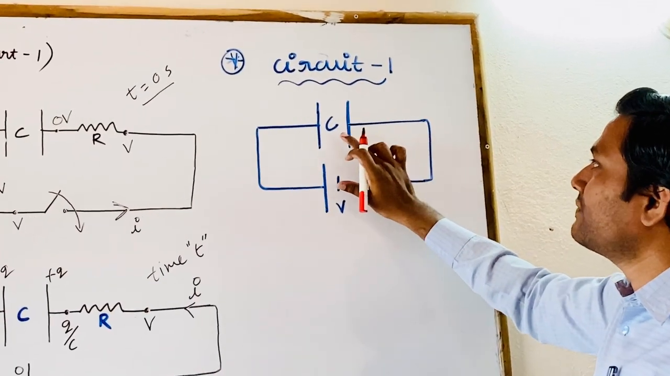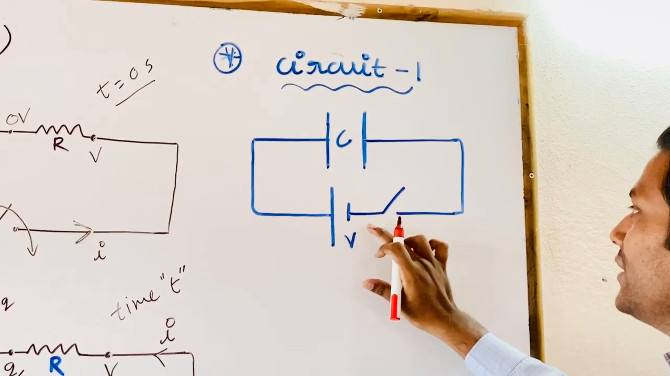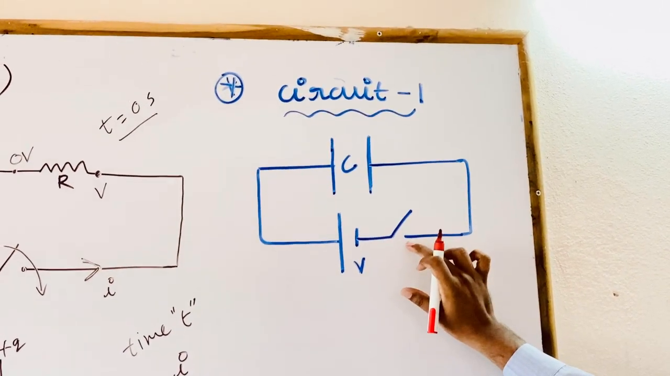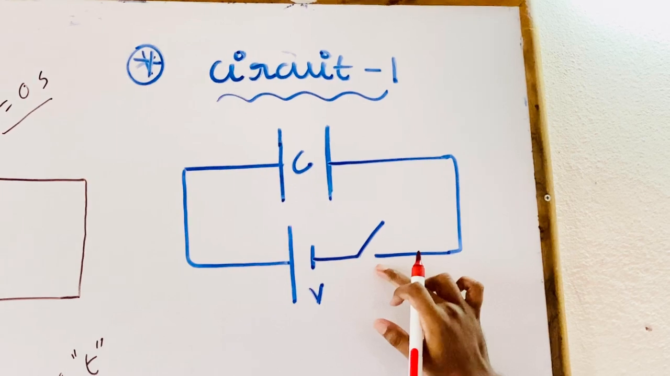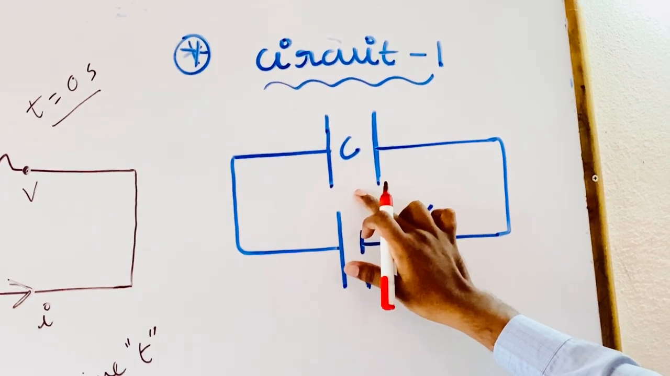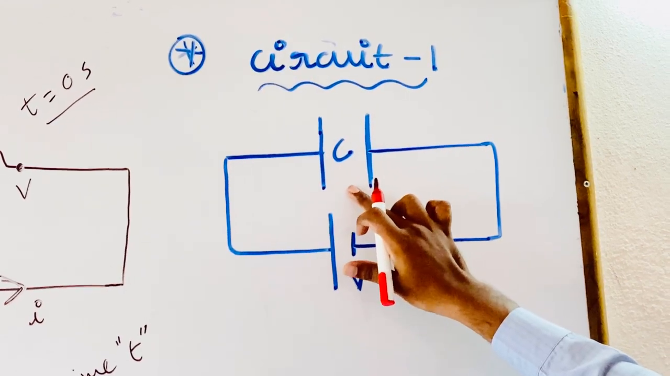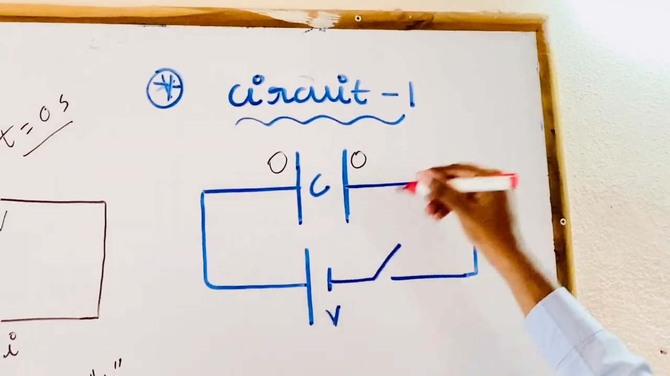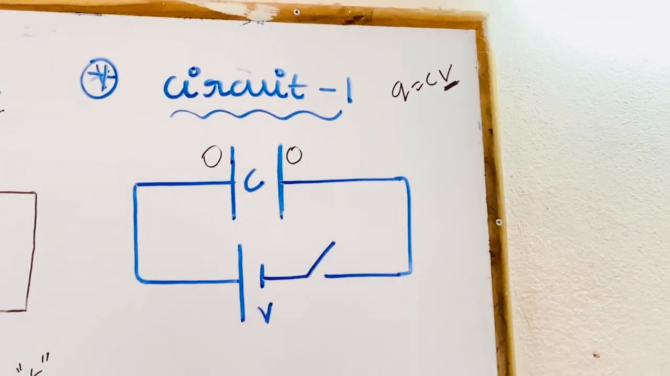Now look at this circuit. Previously we had seen one capacitor. That capacitor having capacitance C is connected to the battery. The battery is maintained at the potential V. Initially the switch is not closed. When the switch is not closed initially, what is the potential difference across the plates of the capacitor? The potential difference across the plates is 0. Since the potential difference is 0, the charge on the plates of the capacitor is also 0. Why? We know Q is equal to CV. V is 0, so Q is also 0.